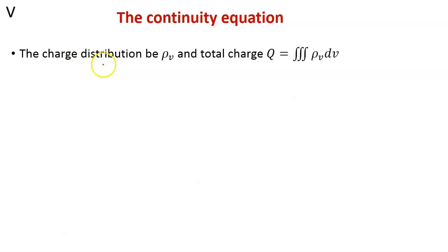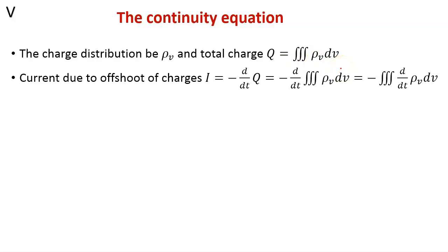Now, the charge distribution in the region we have considered is defined by a function rho v, that is, volume charge density, and the total charge q inside that region can be found by performing a triple integral over rho v dv. In case of Cartesian coordinates, you can consider this dv as dx into dy into dz, and the first integration you can consider over x, second over y, and third over z, and so on.